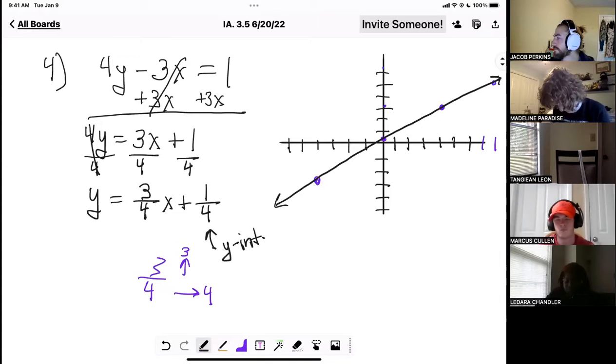Questions, anything? I'm done with the graphing part. I want to add writing equations of lines, which is next.